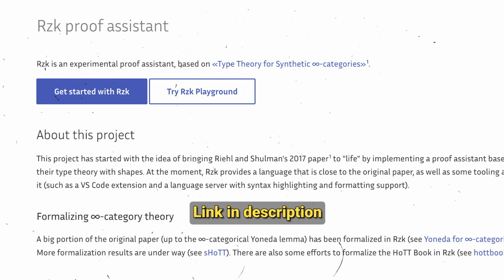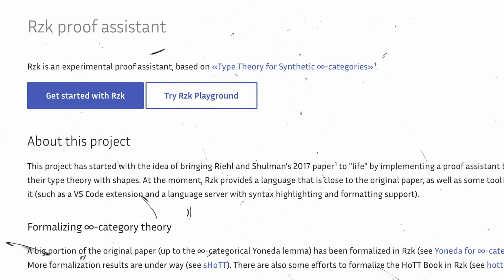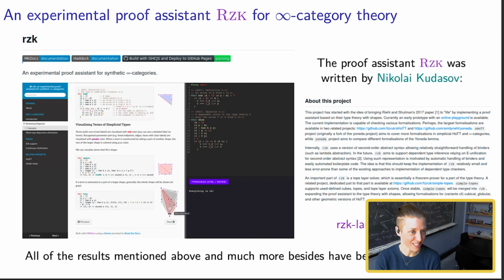It's called RESK or RZK. It was written by Nikolai Kudasov, just kind of for fun. So this is written in Haskell. There's a link to it on the web. And all of the results that are mentioned above and much more besides have been formally verified. So we've checked all of these proofs interactively in a computer proof assistant that knows the full rules of this formal system, including the simplicial shapes and the extension types and more details that I didn't have time to explain.